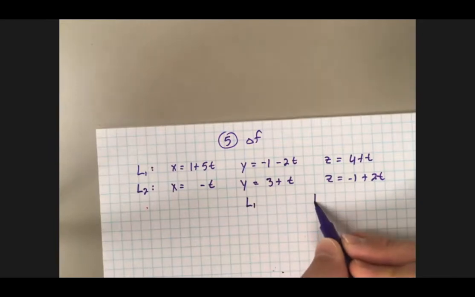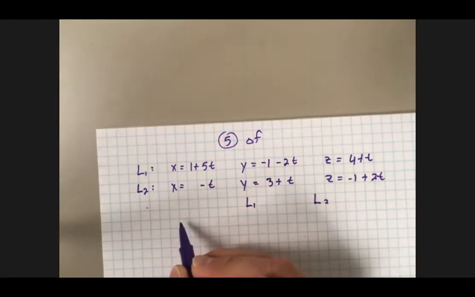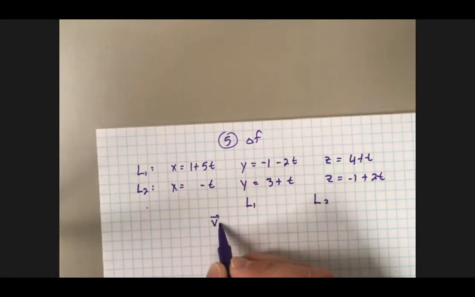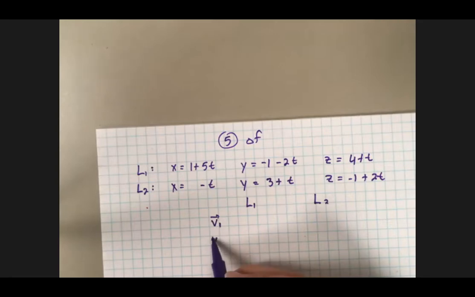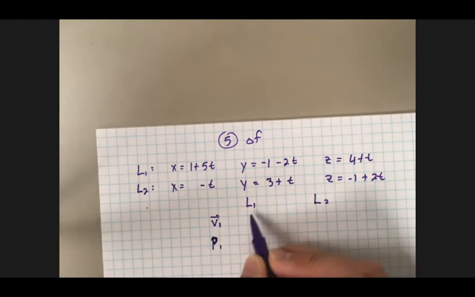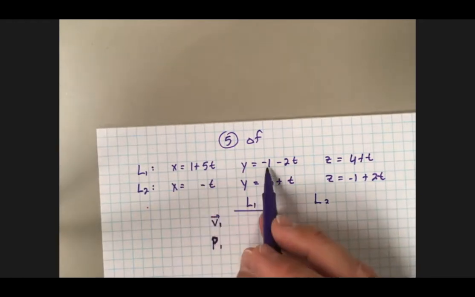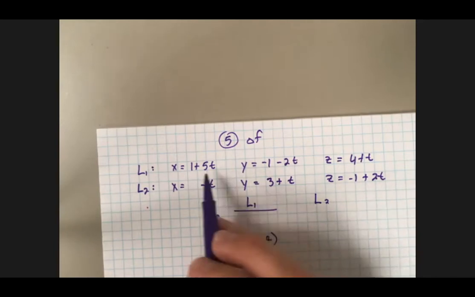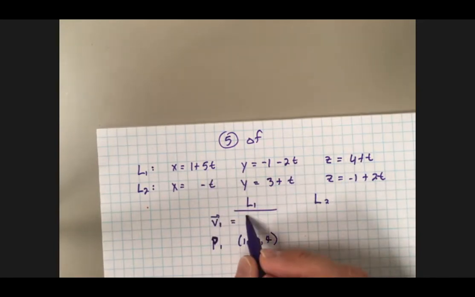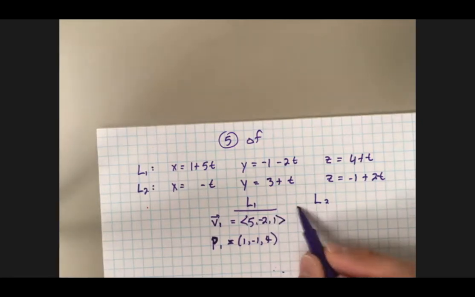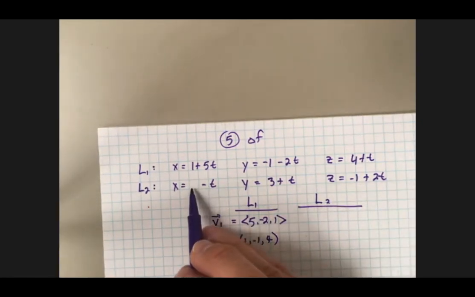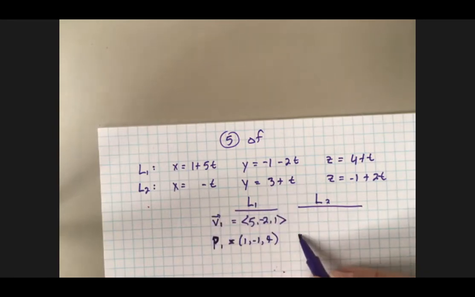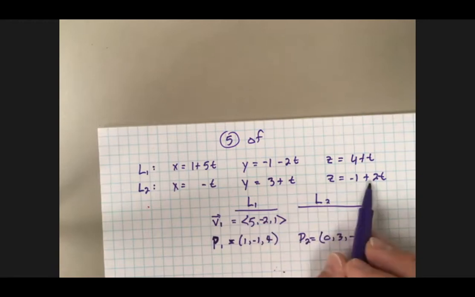Now notice, even though I write the t's in back this time, you have no problem picking out a base point and a direction vector on each line. On line one, for example, base point is 1, minus 1, 4. And the direction vector is 5, minus 2, 1. Now, if we talk about line two, you can pick out base point, 0, 3, minus 1. And direction vector, minus 1, 1, 2.